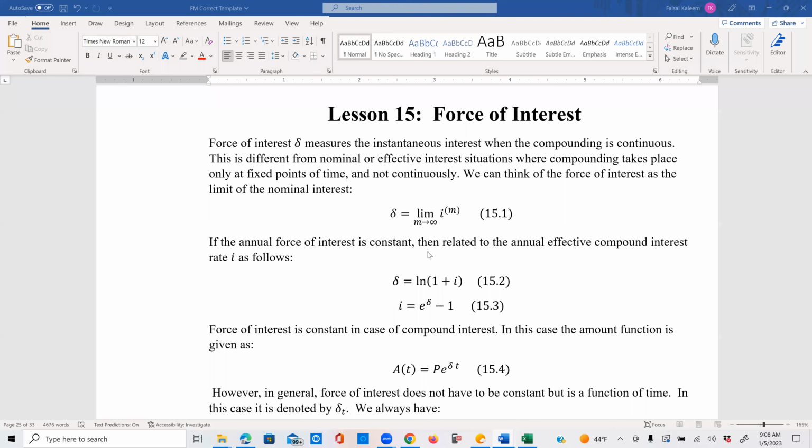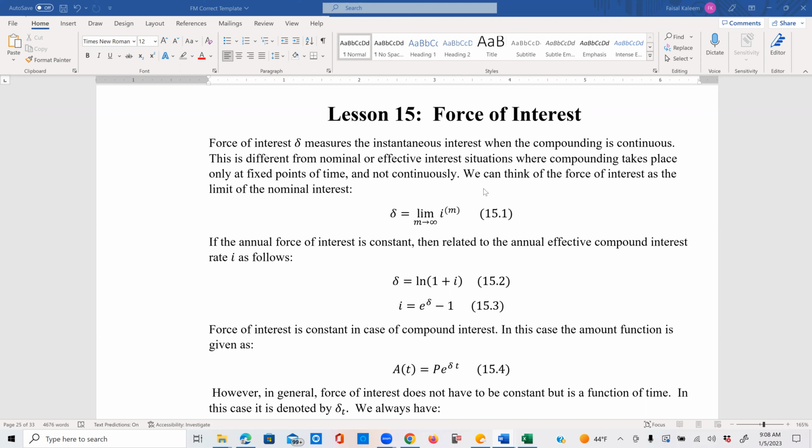Force of interest. Now, force of interest delta measures the instantaneous interest when the compounding is continuous. So up to this point, we have studied compounding, which takes place after regular intervals. But now we are talking about compounding, which is continuous. So this is different from nominal or effective interest situations because there, as we said, the compounding is only at fixed points of time, not continuously.